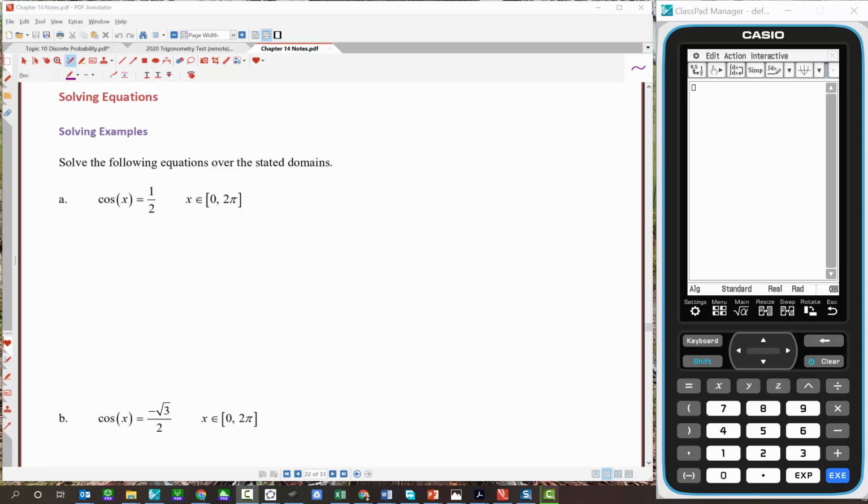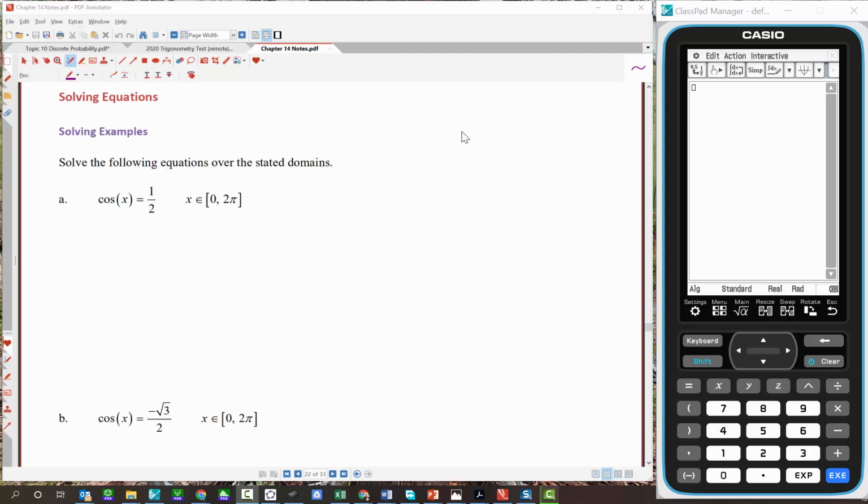Today we're going to skip over some of the previous exercises, noting that we're going to bypass the Pythagorean identity and I think another exercise. So in your notes, make sure that you're up to solving equations. Okay. All right, so solve the following equations over the stated domains.